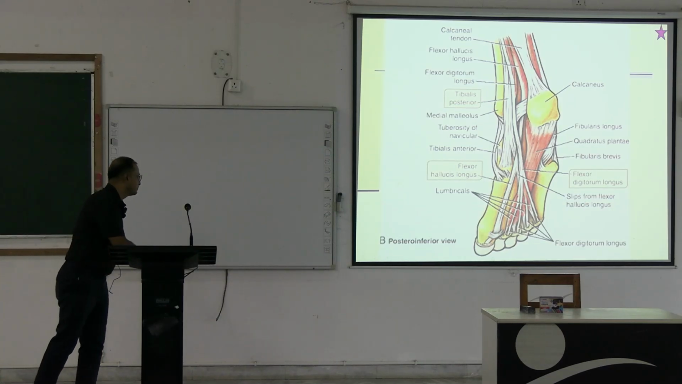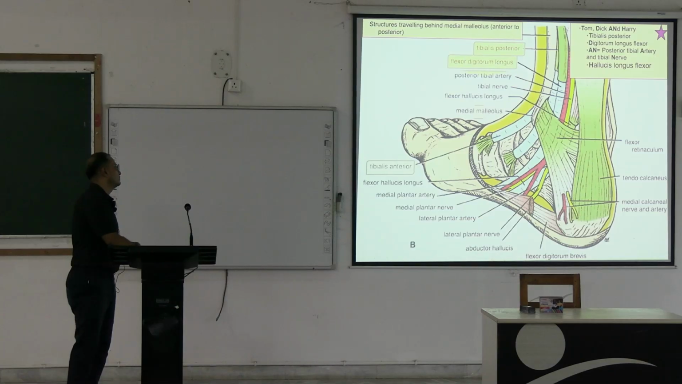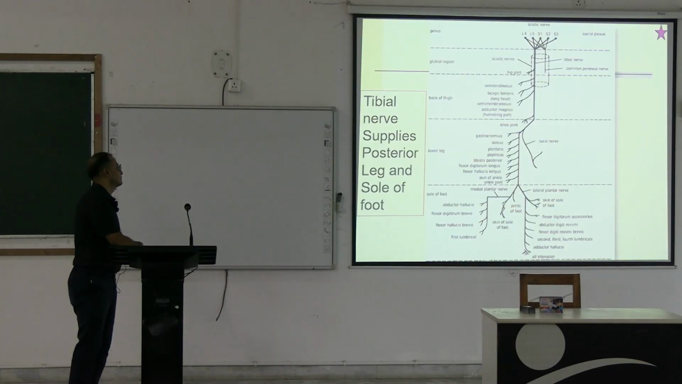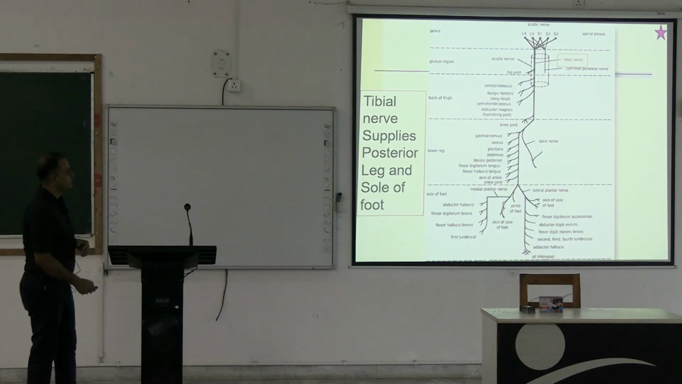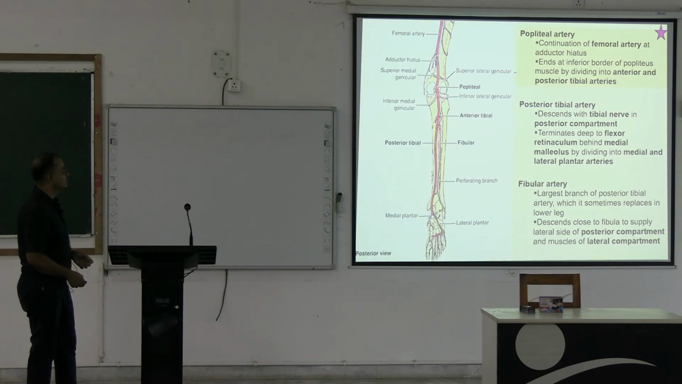Coming to the nerve supply to the posterior side, all the muscles present on the posterior side are supplied by the tibial nerve, which is a continuation of the sciatic nerve. It supplies the gastrocnemius, soleus, plantaris, and popliteus. Eventually it divides into the lateral and medial plantar nerves, which supply all the muscles of the sole region. The four sole region muscles are supplied by the tibial nerve.